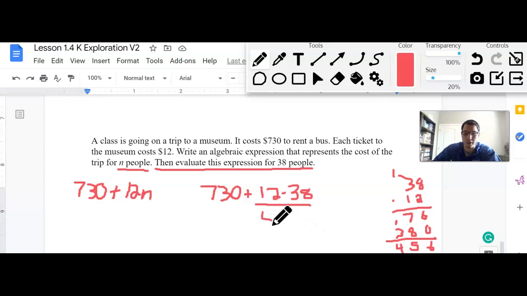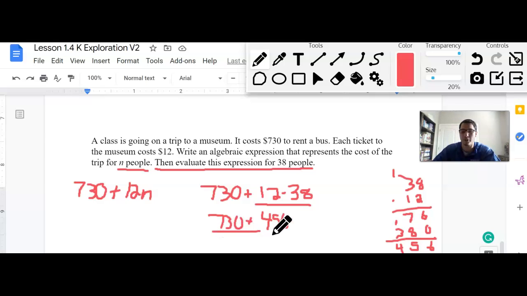So $456 for just the tickets for 38 people. So if there was no bus involved, you just showed up for 38 people to get into the museum, it would be $456. But we had to get to this museum, and that cost us $730 to rent the bus.